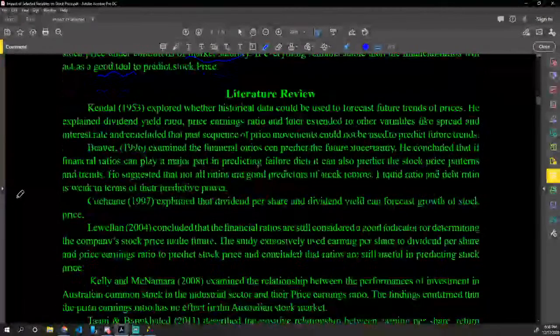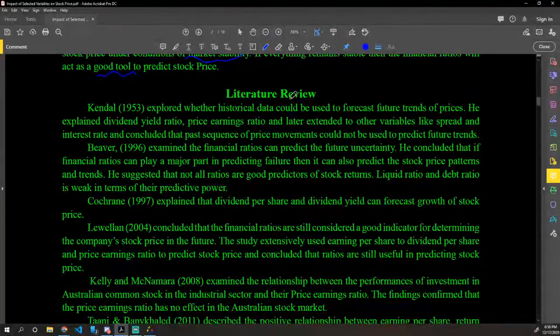Kendall 1953 explored whether historical data could be used to forecast future trends of price. He explained dividend yield ratio, price to earning ratio, extended to other variables like spread and interest rate, and concluded that past sequence of price movement could not be used to predict future trends.